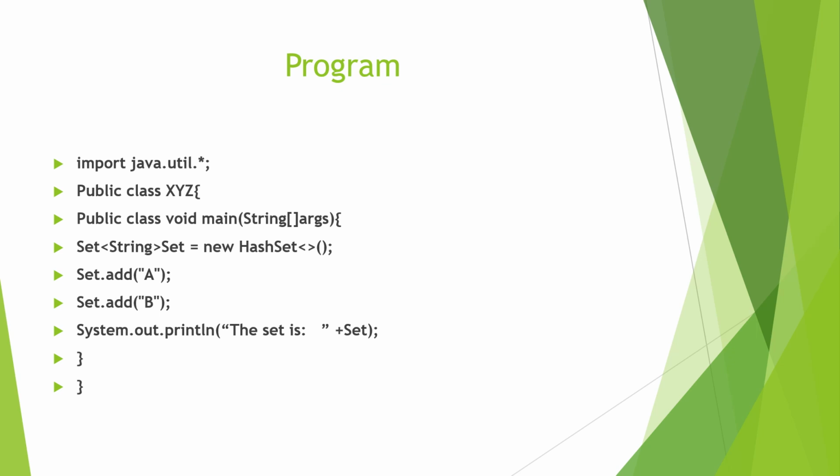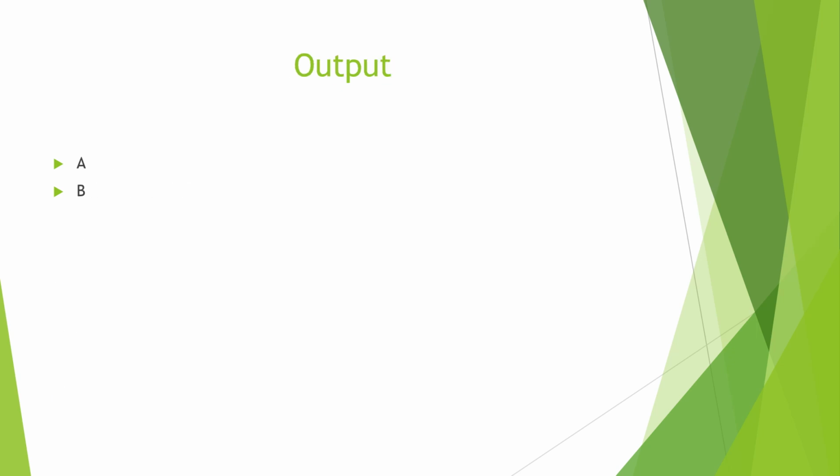After that I have written the class name which will fall under this particular interface. This is HashSet. Then, using this add method, I am adding the first letter A. After that I am adding another letter B, and then I am printing. So this is the output of the program: first it is printing A, then it is printing B.